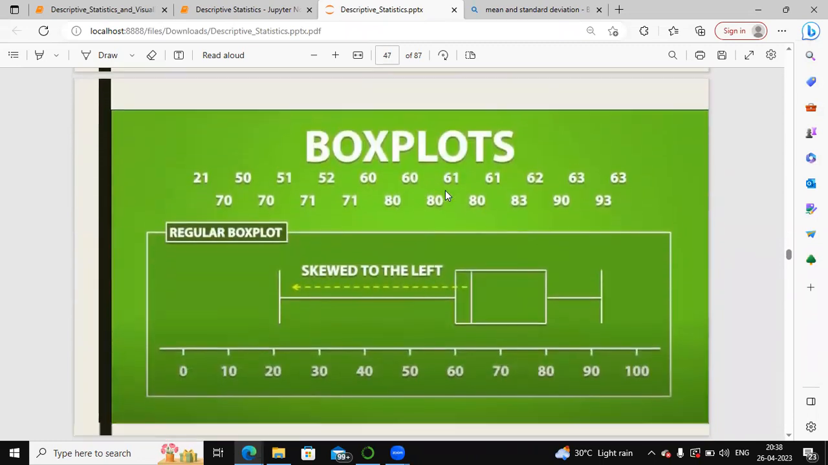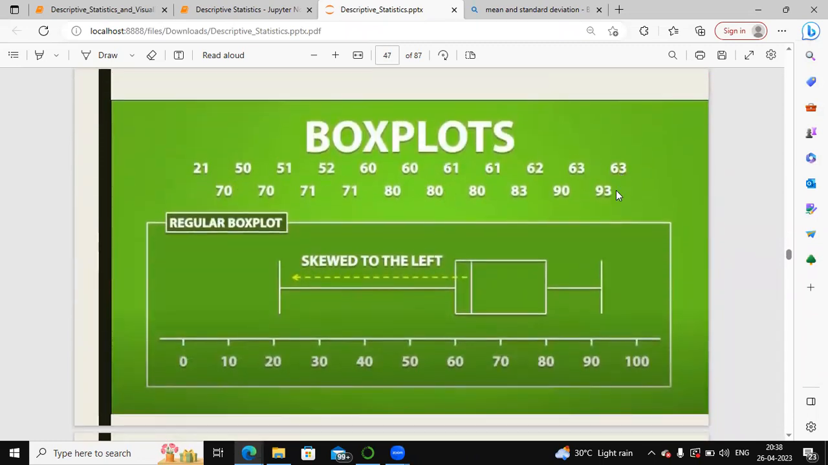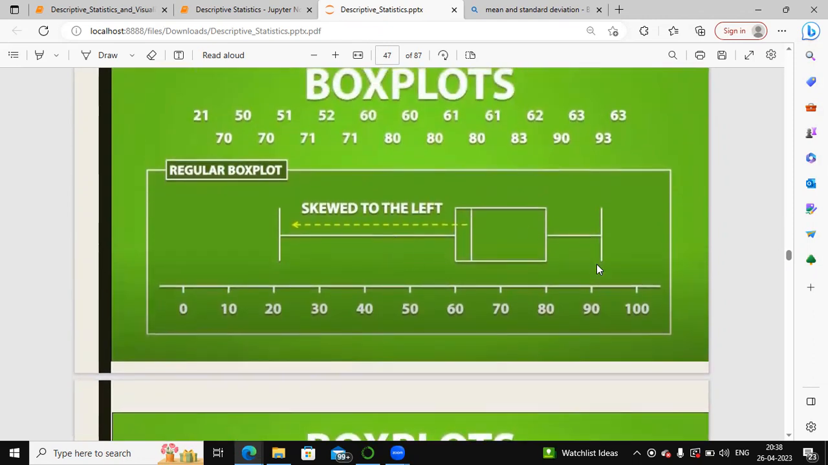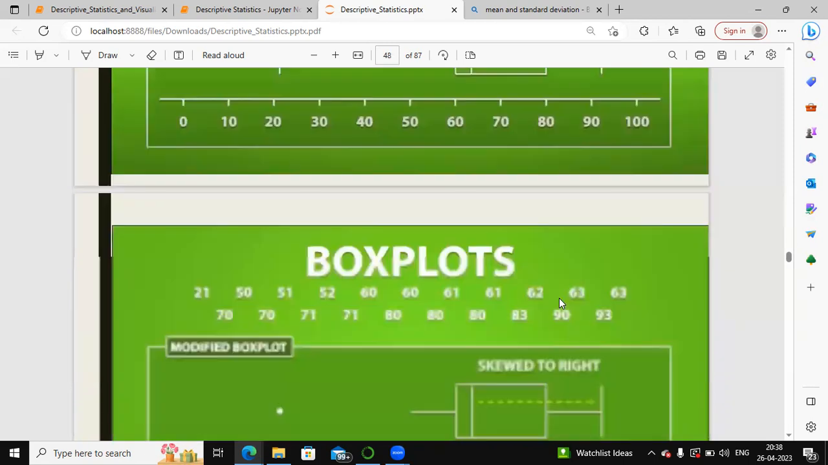If you see this box plot, there are values between 21 and 93, and you could see because of this value, it is skewed to left. All the values lie between 50 and 90, but because of this 21, it is skewed to left. The maximum is 93, the median comes out to be maybe 63, Q1 comes out to be 60, and Q3 comes out to be 80.